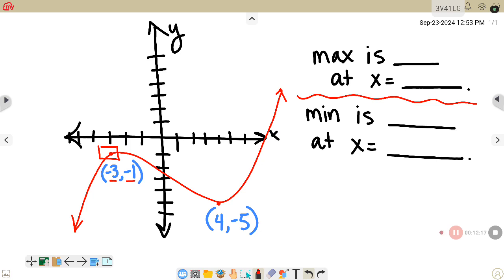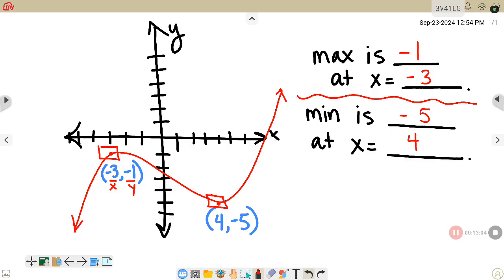So the maximum value is whatever the y-coordinate is at the maximum. So its maximum value is -1, and it occurs at x equals -3. The minimum is like at the bottom of the hill. It's going to be the lowest point of an area. So that lowest value, the minimum value, is the y-coordinate, so it's -5, and it occurs at x equals 4.